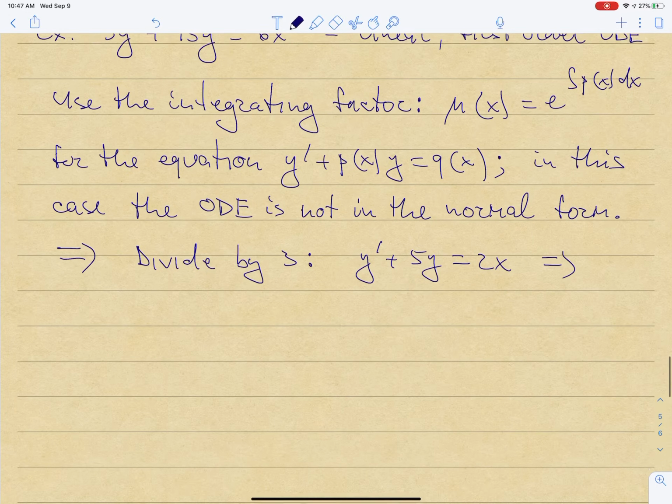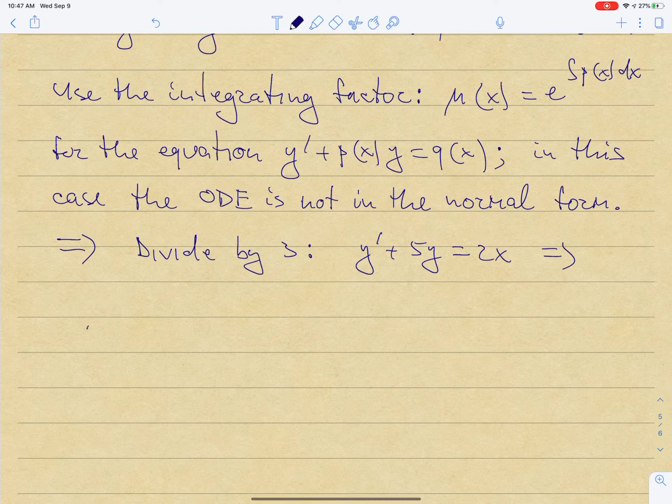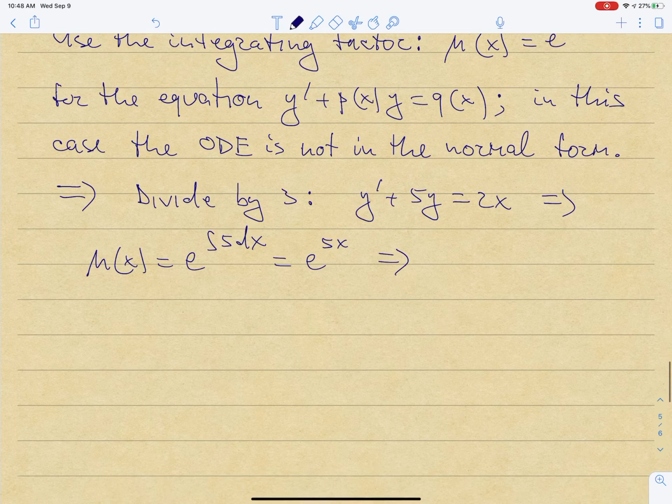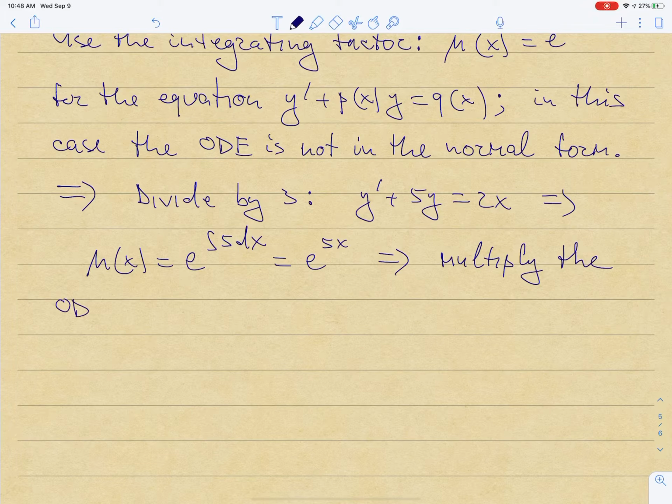And so p of x is equal to 5, so mu of x should be e to the power integral of 5 dx, which is e to the power 5x. Then we know that if we multiply the equation by the integrating factor, so multiply my ODE by mu, and I have to multiply the ODE which is in the normal form, right?